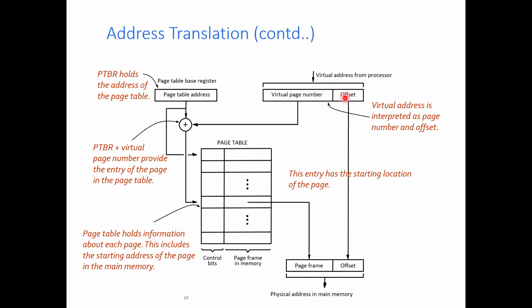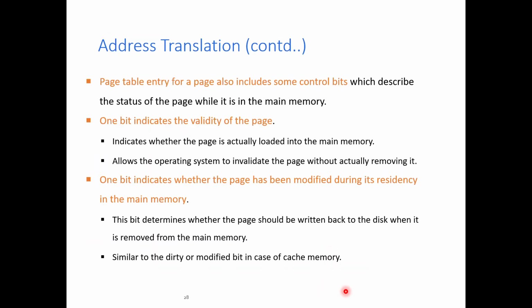Here the offset will remain the same. But how do you convert the virtual page number into a physical address? That is done using this calculation. The starting address of the page table is given here. Then the virtual page number is added to the page table address, and you get the particular location. There you have the address of that particular block, which is taken as the page frame. This will be the physical address. This way you can translate a logical address into a physical address.